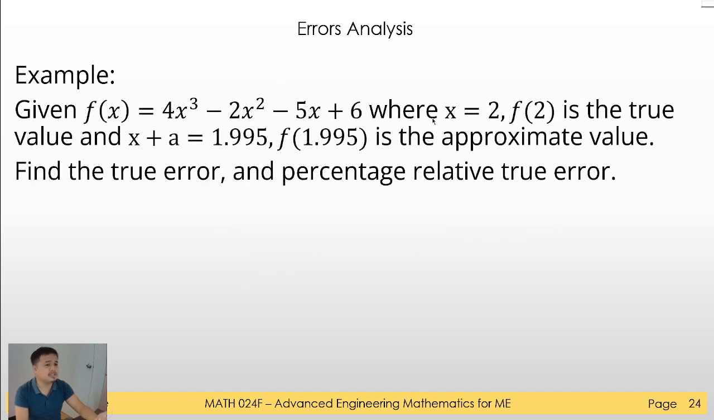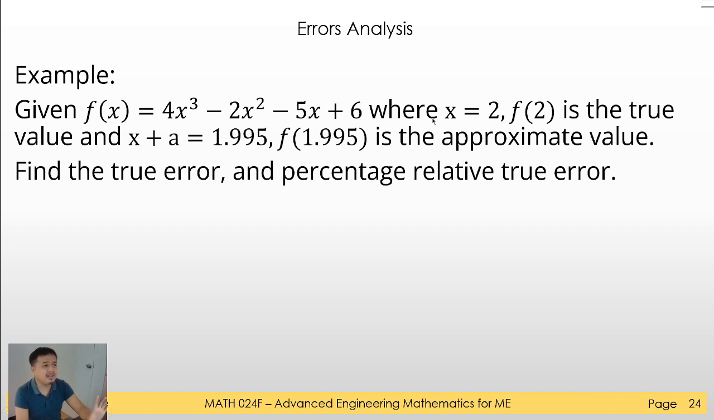All right. So given this function, f of x equals x cubed minus 2x squared minus 5x plus 6, where x equals 2, f of 2 is the true value, and x tilde is equal to 1.995, so f of 1.995 is the approximate value. Find the true error and the percentage relative error.